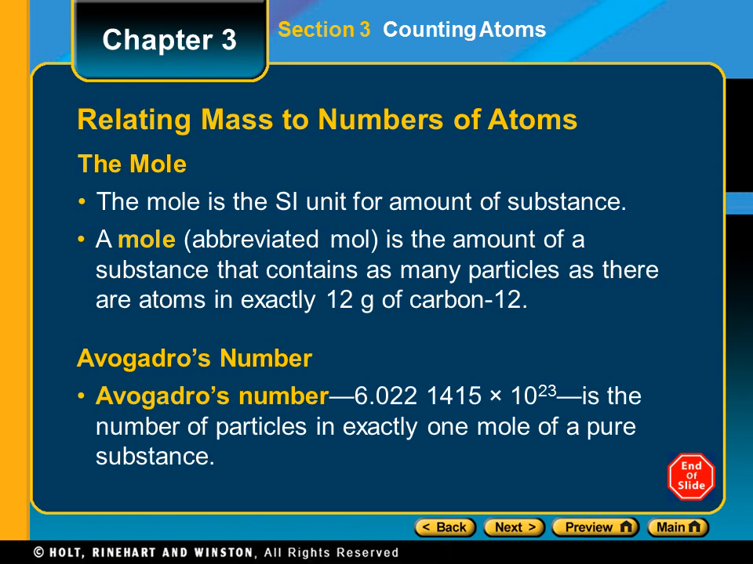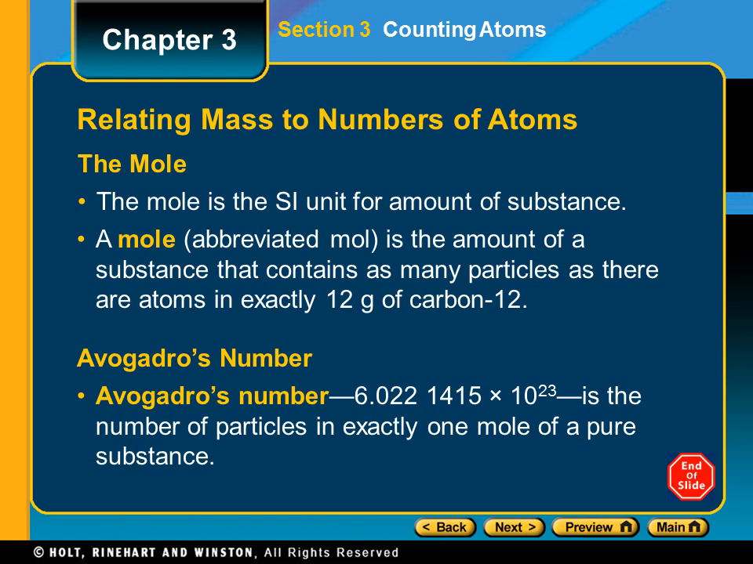Avogadro's number, then, is 6.0221415 times 10 to the 23. That is the number of particles in exactly 1 mole of a pure substance. This is always the same no matter what you're talking about. You got to understand this, okay? This is a constant. If you're talking about 1 mole of hydrogen gas, it means that there are 6.0221415 times 10 to the 23 atoms of hydrogen gas.